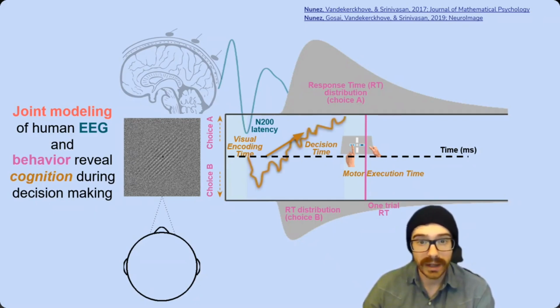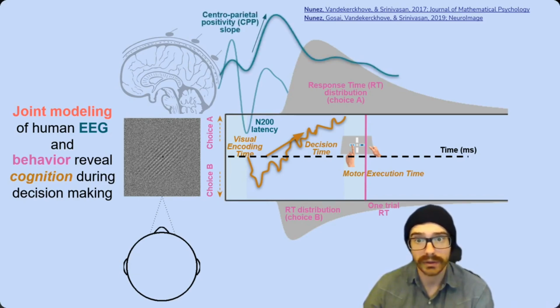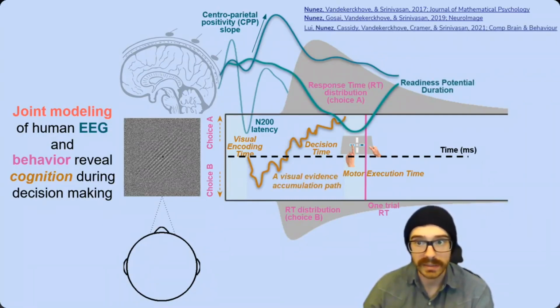Now we can say even more about the evidence accumulation process itself on single trials when we have correlates in the EEG of the evidence accumulation process. This has previously been shown by O'Connell and other scientists in the central parietal positivity slope. That's another event-related potential in EEG. And we have shown that the readiness potential encodes decision times and likely reflects more information about visual evidence accumulation and motor evidence accumulation.